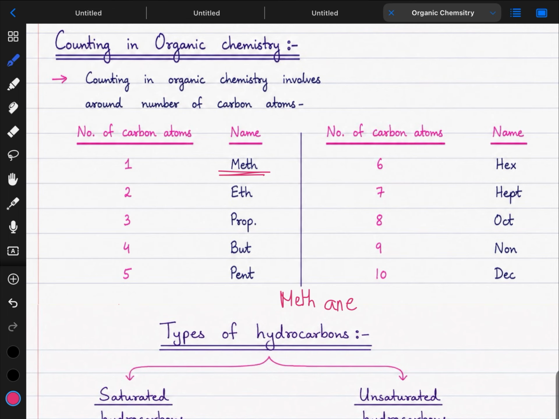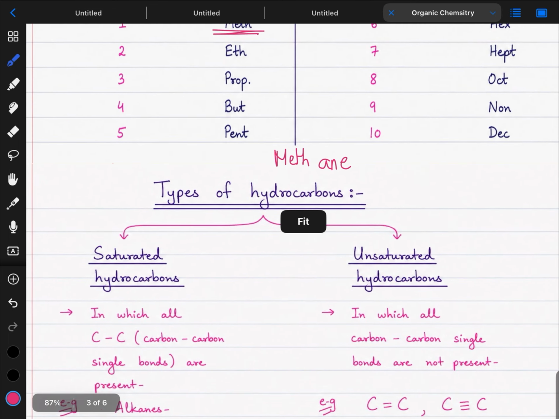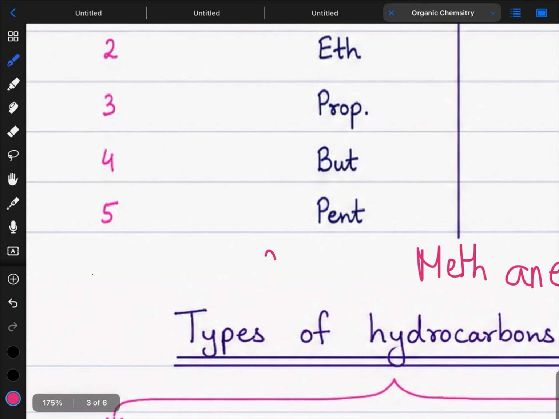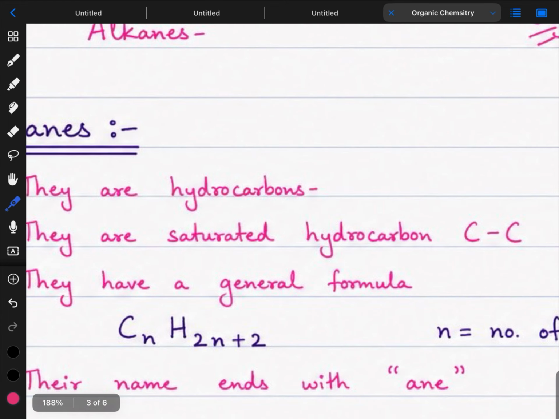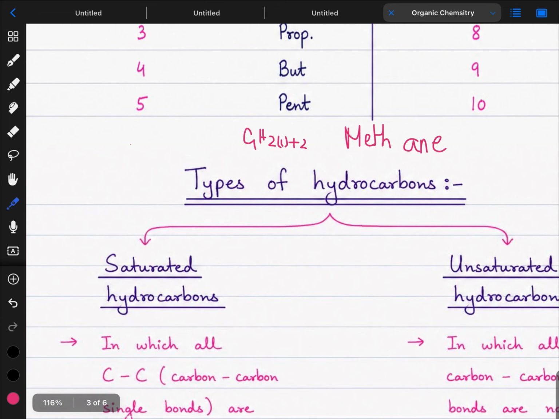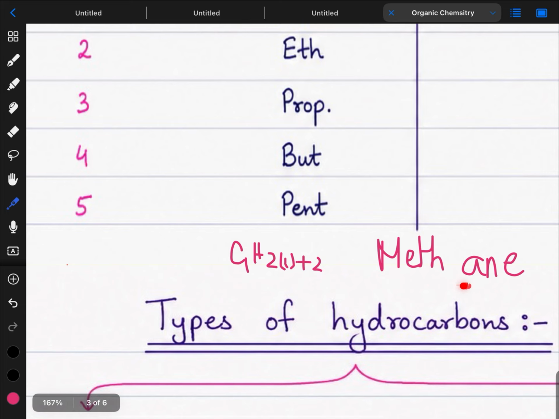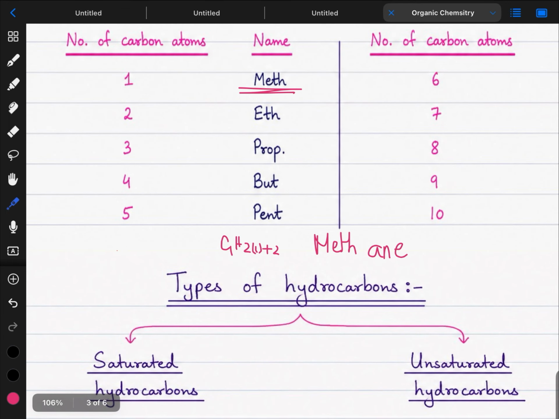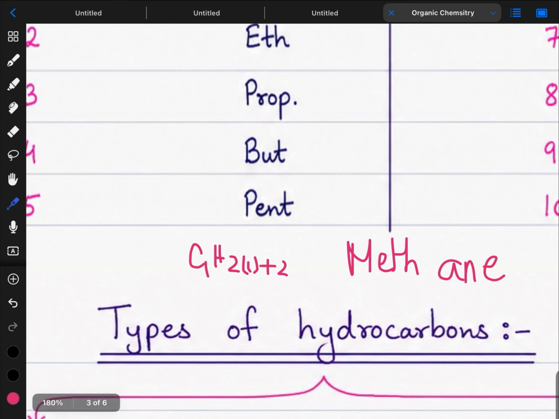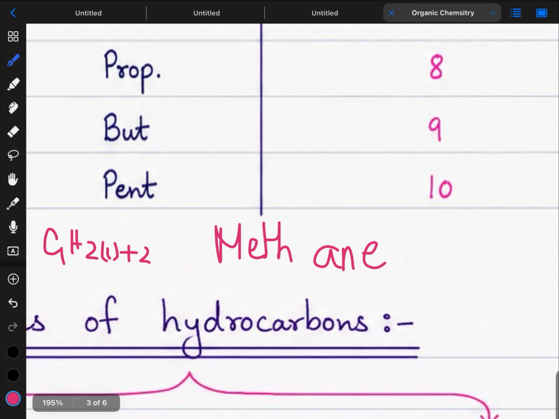Methane, meth means one carbon atom, so we're going to write the formula as C and H2 multiplied by 1 plus 2. As you can see here, this n represents the number of carbon atoms, so we are replacing this n with 1 because we are talking about methane. Meth means 1, so 1 is the number of carbon atoms, and therefore we are replacing n with 1. And after solving the whole equation, we'll get the molecular formula of methane as CH4.